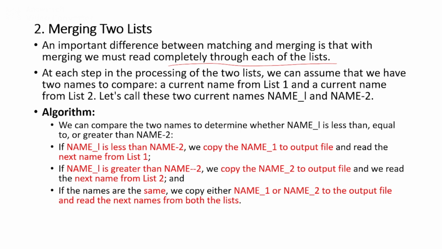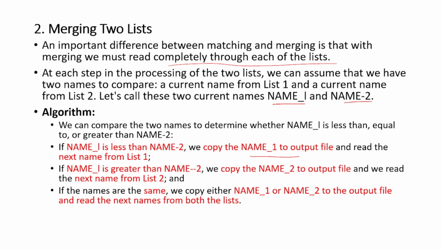At each step in the processing of the two lists, we can assume that we have two names to compare: a current name from list 1 and a current name from list 2. Let's call these current names name 1 and name 2. In the algorithm, we can compare the two names to determine whether name 1 is less than, equal to or greater than name 2, the same as we have done in the matching process. So if name 1 is less than name 2, copy name 1 to the output file and read the next name from list 1.